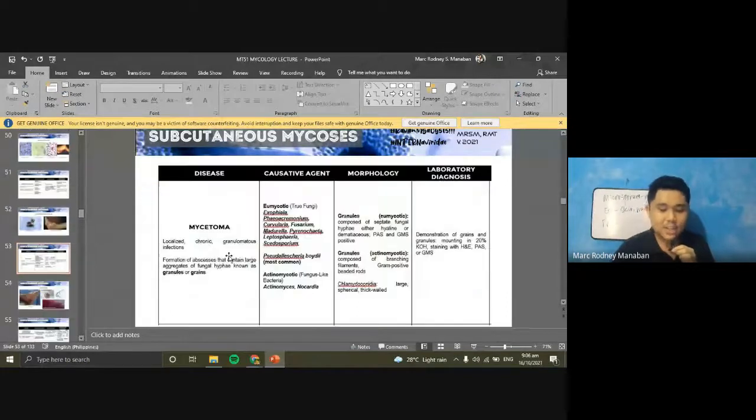Okay, next you have mycetoma. Your mycetoma is localized, only one part of the body, a chronic granulomatous infection. What is very important is that the lesions are abscesses with a draining sinus tract, meaning an opening, and they can discharge fluid. They produce granules or grains, and these granules or grains contain the fungal hyphae.